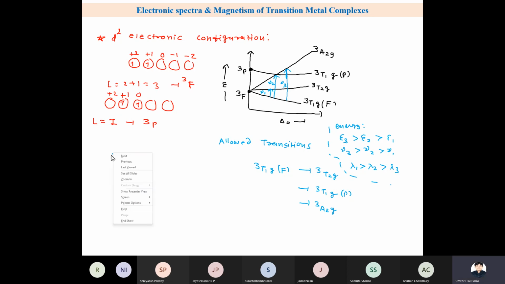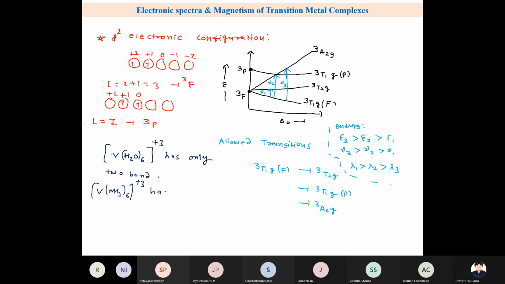Now see, in the case of the H2O complex, what happens? In the case of V(H2O)6, vanadium H2O6, see, the expected ones are... actually see what happens here, these transitions get overlapped. So in the case of H2O, you get only 2 bands. But V(NH3)6 3+ has 3 absorption bands.